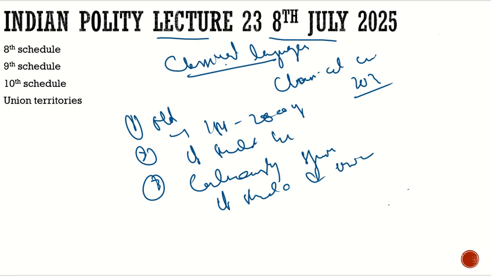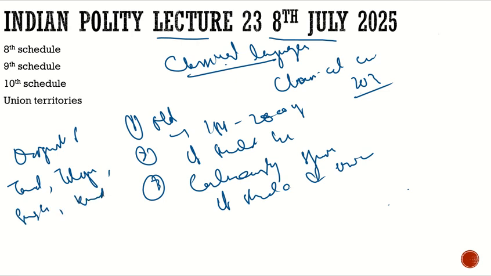So earlier, how many classical languages were there? Originally, there were only 6 classical languages. What were these classical languages? It was Tamil, Telugu, Sanskrit, Kannada, Malayalam, and Odia. So these were the 6 classical languages earlier.